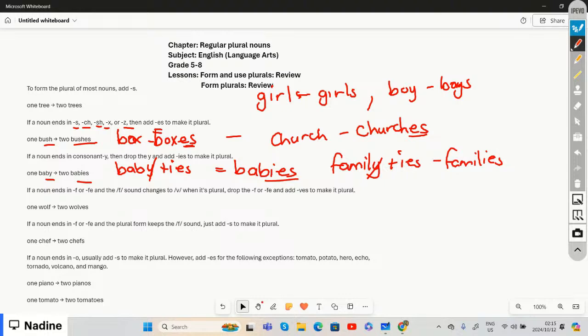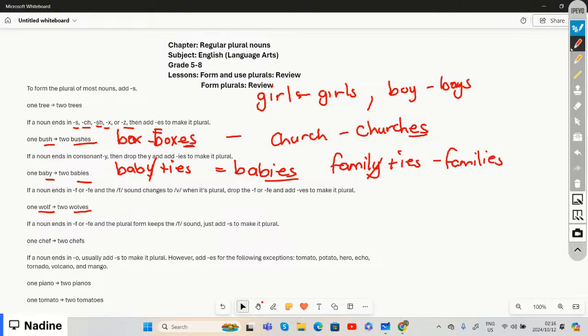All right. Then we're going on to the next one. It says that if the noun ends in F or FE, and if we say the plural form of, let's say, wolf, and you hear that the F changes, for example to wolves, then it means that we need to drop the F or the FE and we need to add VES. So, for example, wolf and then wolves. We basically had to drop the F and just add VES.